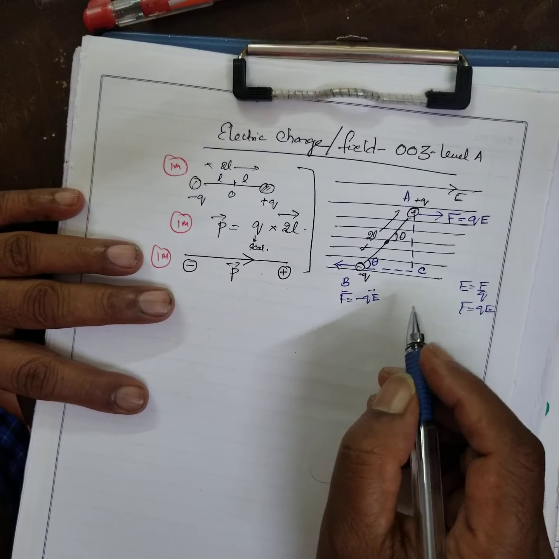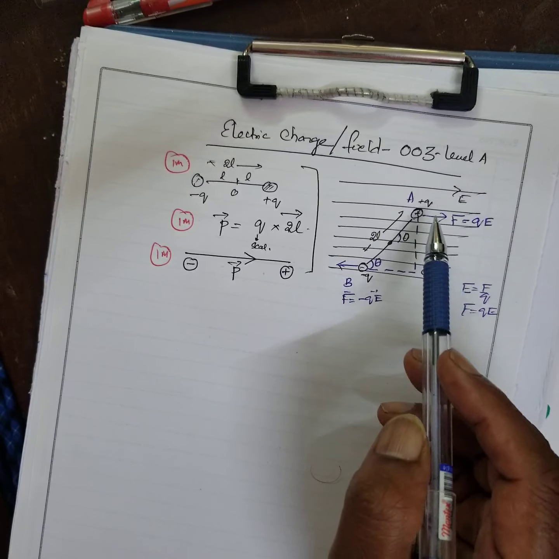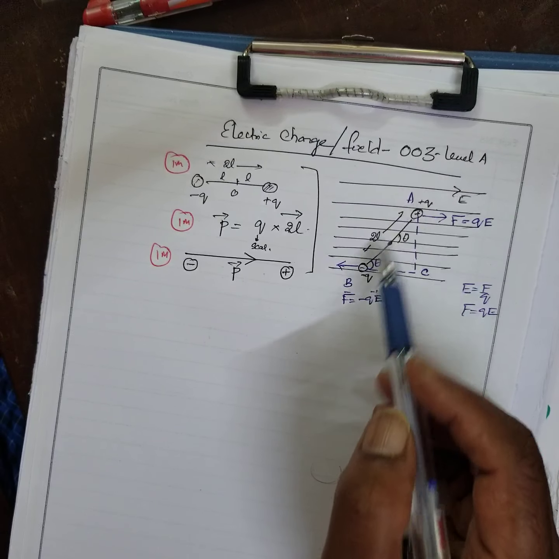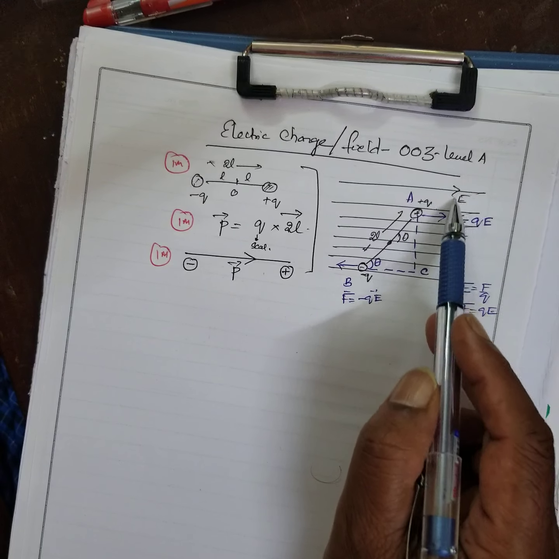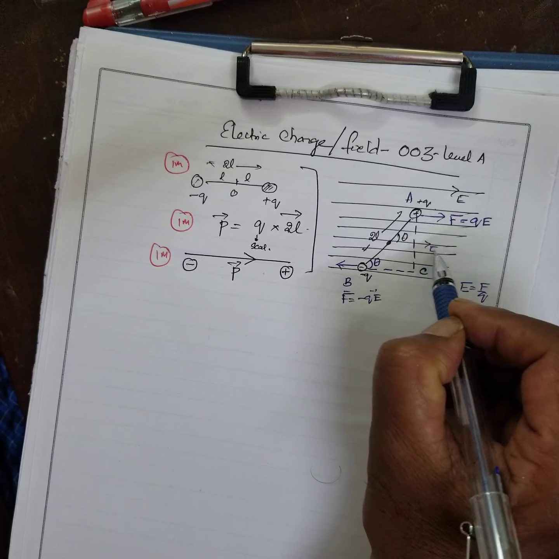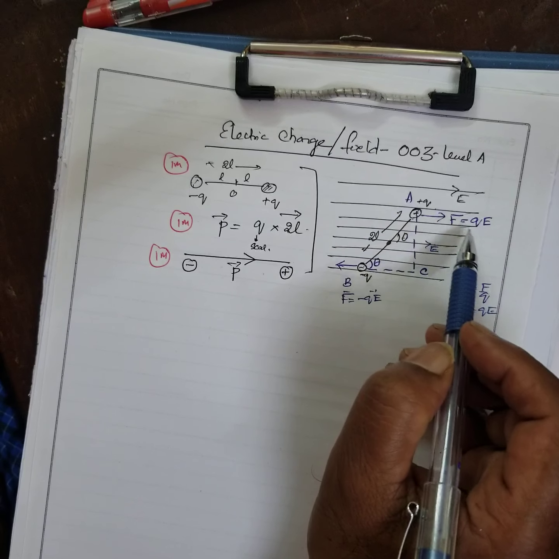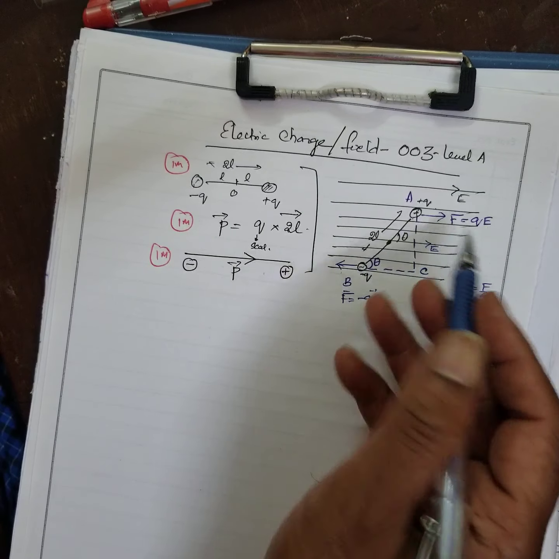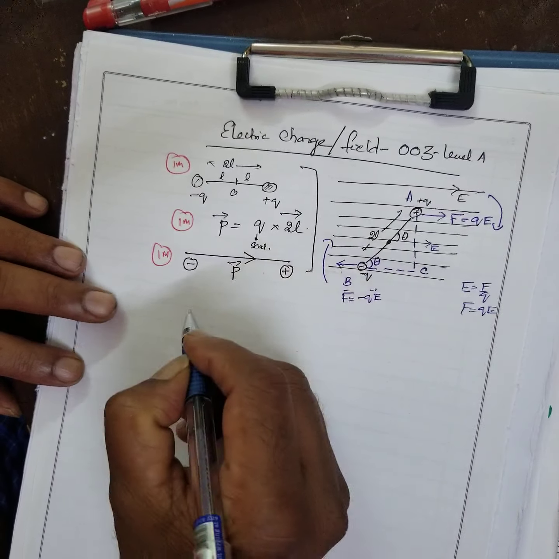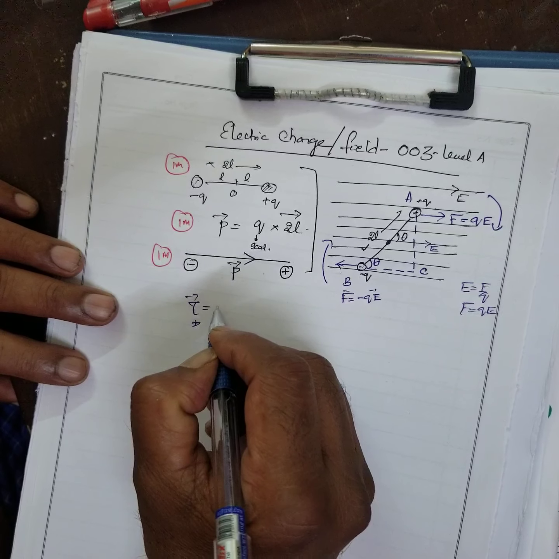Here we consider an electric dipole containing plus q and minus q, with length 2L, kept in a uniform electric field, making an angle theta with the direction of the electric field. We have done this. Then what will happen? Each pole is acted upon by the force QE. Both are equal in magnitude and opposite in direction. It forms a couple with rotational effect. Therefore, torque is a vector quantity. It is the moment of the couple.